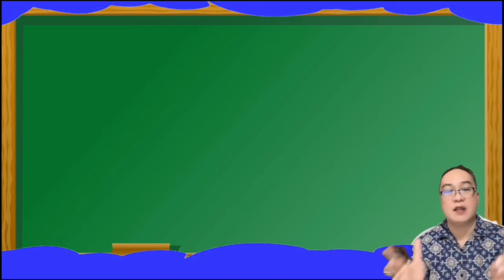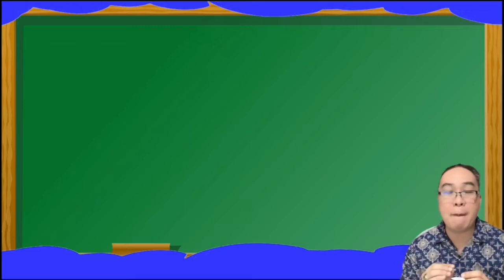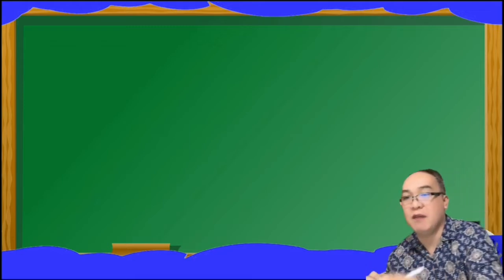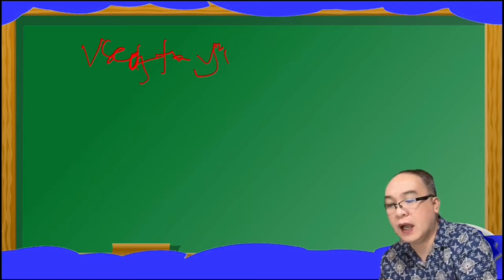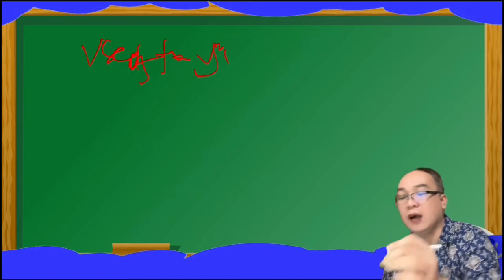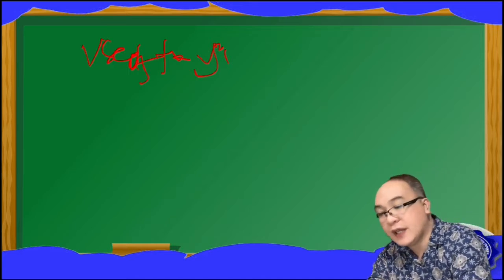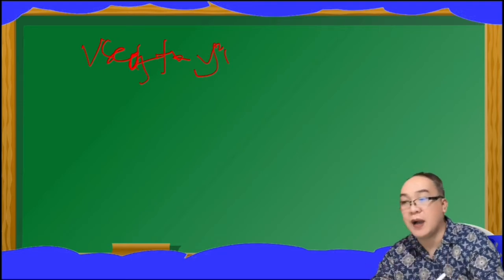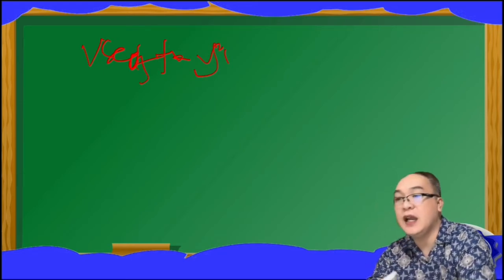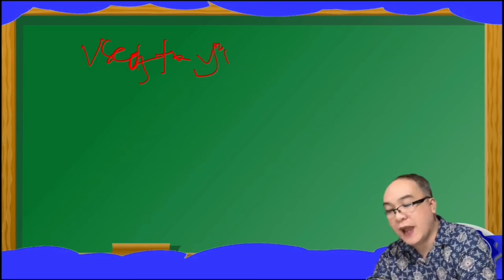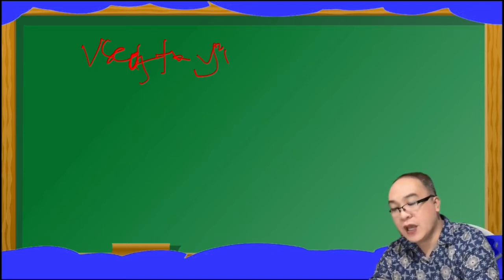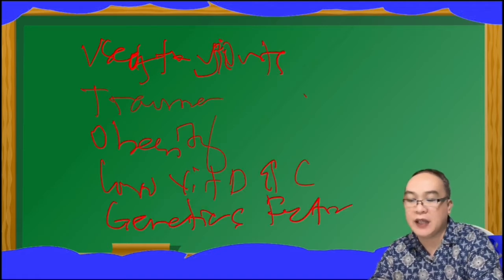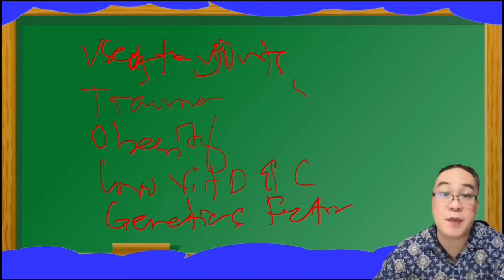So what are the factors that cause or predispose the patient to experience this disequilibrium? You have the excessive use of the joints. Another possible factor is trauma. Obesity is another possible factor. You have low vitamin D and C. And you can also have genetic factors. So these are predisposing factors for the patient to experience disequilibrium.